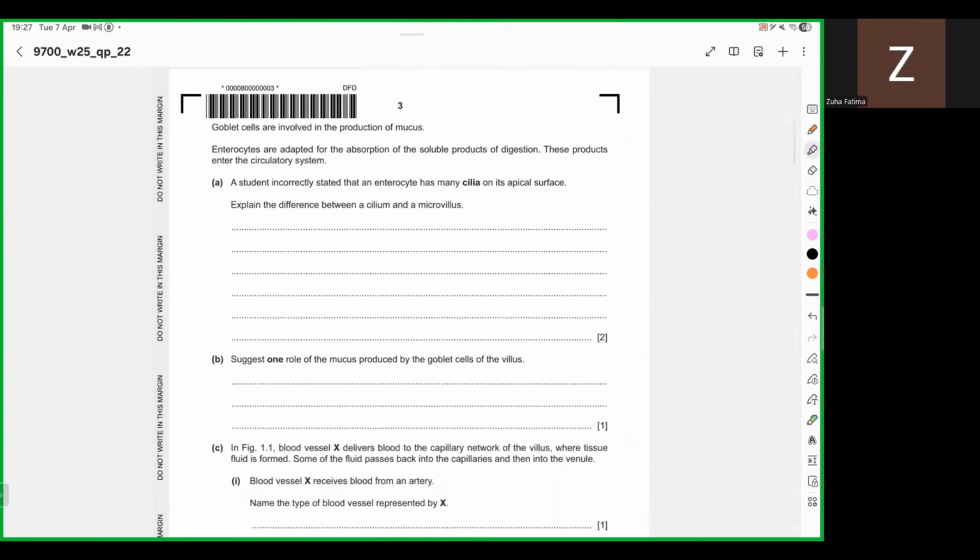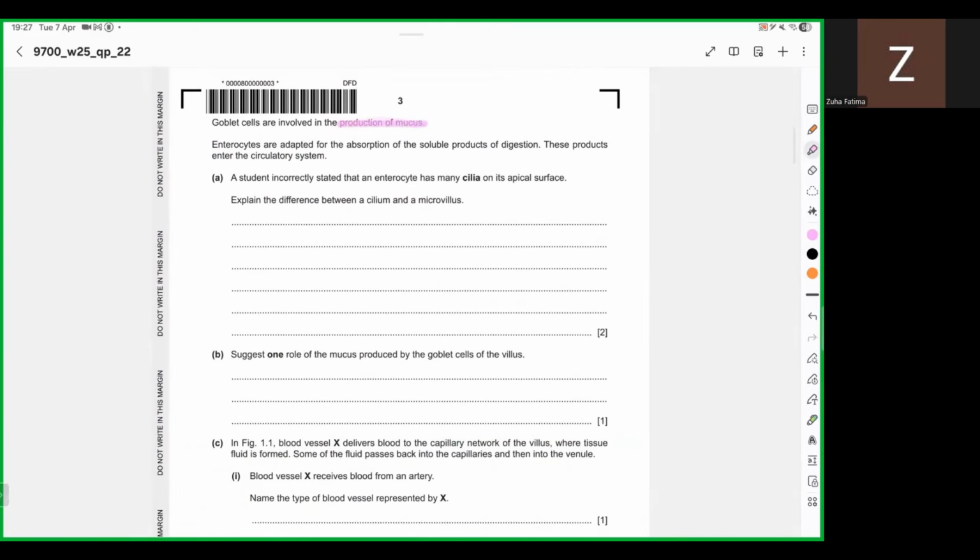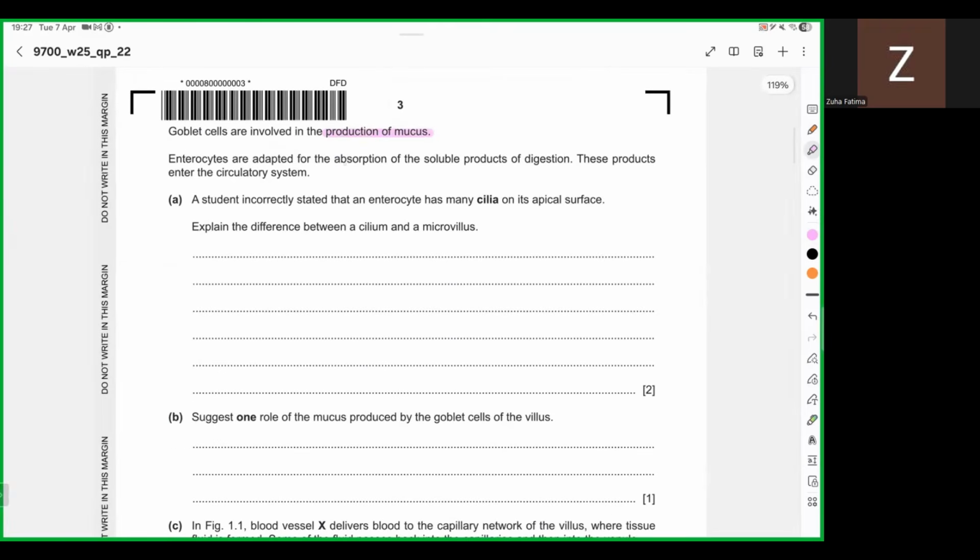Goblet cells are involved in the production of mucus. Enterocytes are adapted for the absorption of the soluble products of digestion. These products enter the circulatory system. A student incorrectly stated that an enterocyte has many cilia on its apical surface. Explain the difference between a cilium and a microvillus.